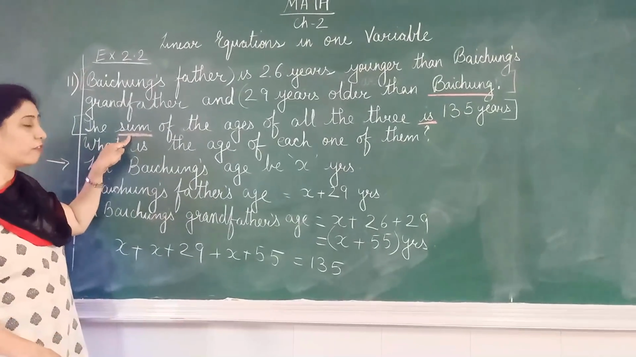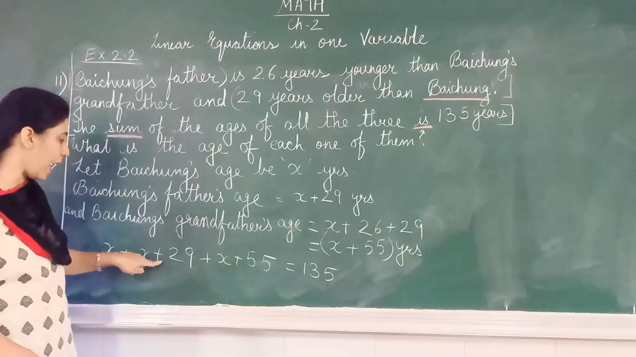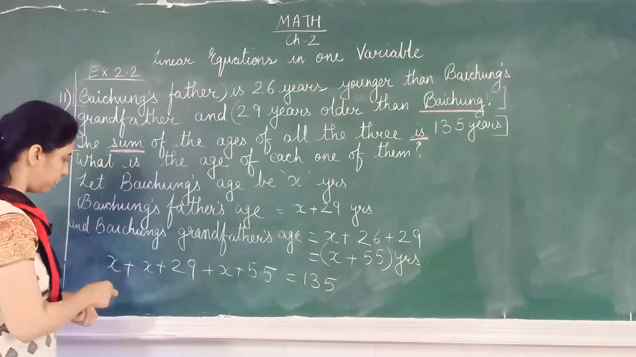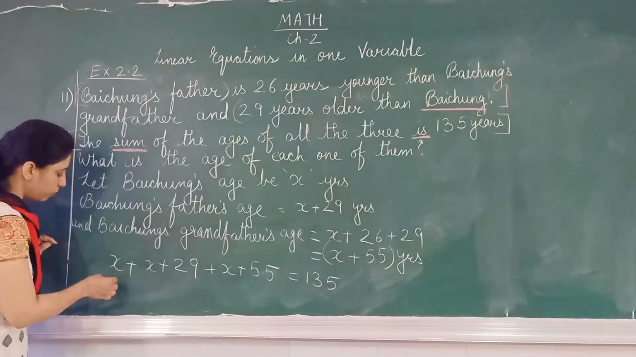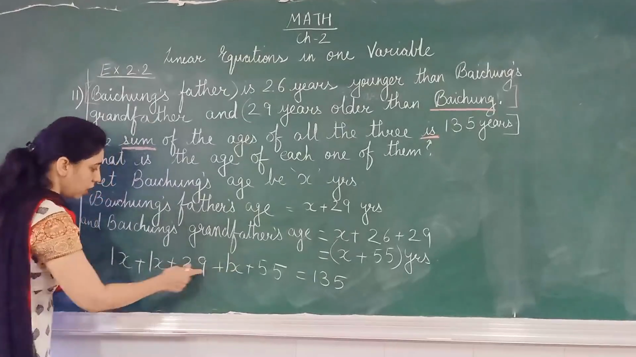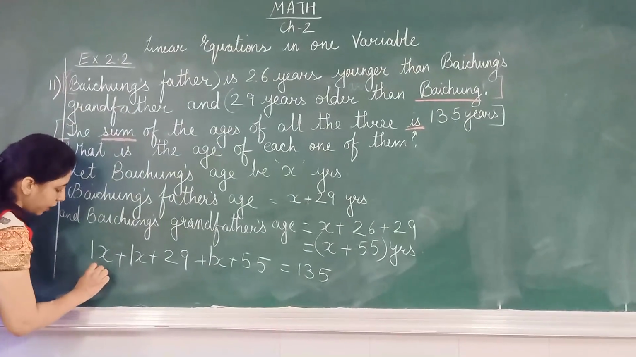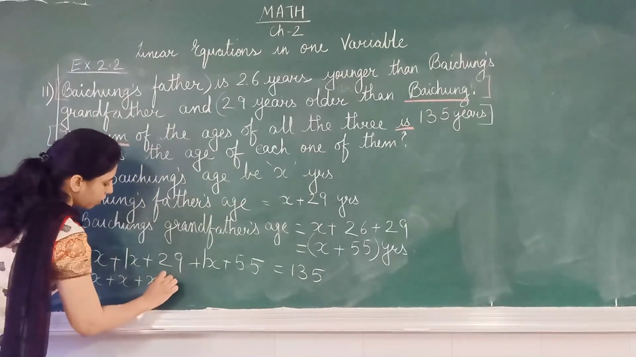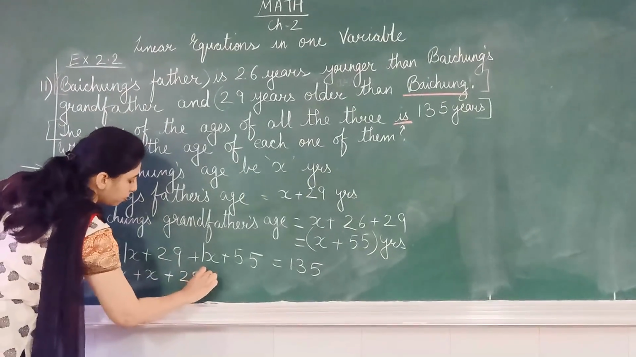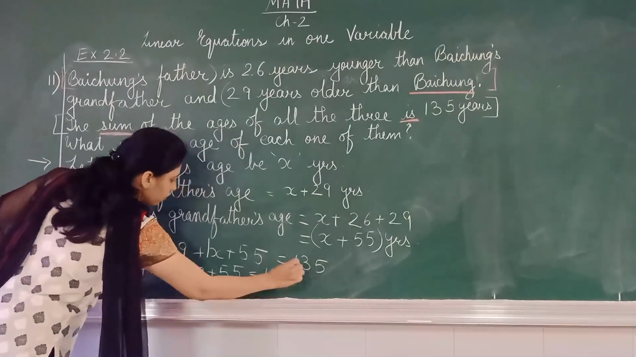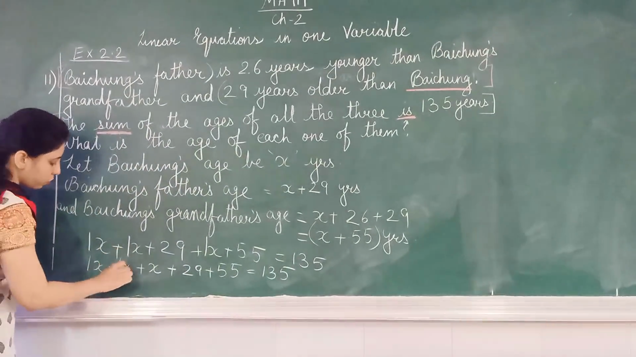So here they have told find the sum. So you are going to add, the plus sign is your sign everywhere, and it is equal to 135 years. Now what are you going to do? Here it is 1x, here it is 1x, here it is 1x. Combine. So you are going to combine x plus x plus x plus 29 plus 55 is equal to 135. Okay. So now this is 1x, 1x, 1x.